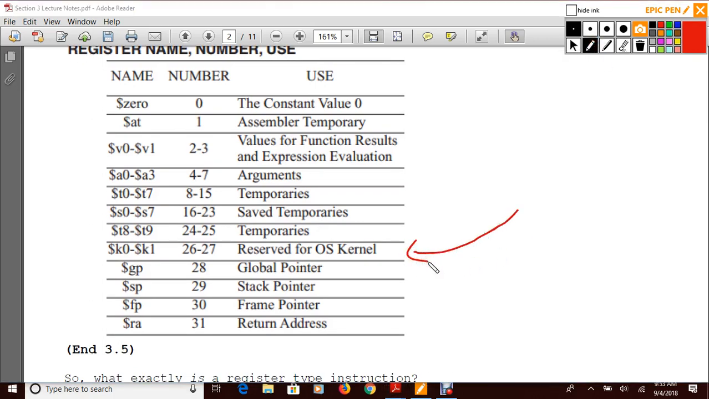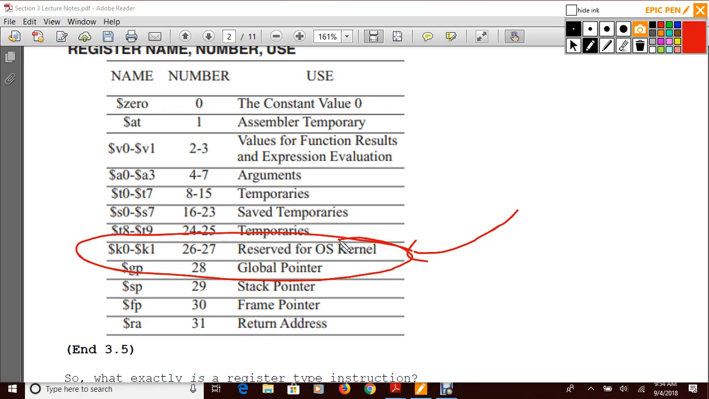26 and 27 are reserved for the OS kernel, K0 and K1. And when we get to exceptions and interrupts, this is where we're going to really worry about 26 and 27. What that basically does is when I have some sort of overflow where I can no longer guarantee the correct operation of the instruction, or for some reason the compiler generates an opcode that the datapath doesn't have because it's not part of the instruction set.